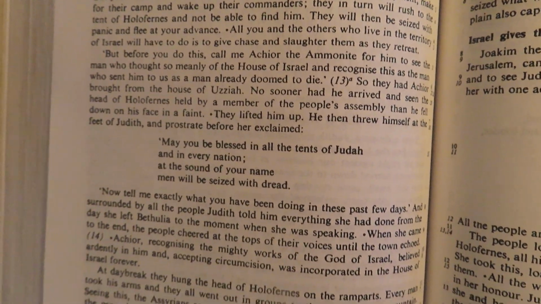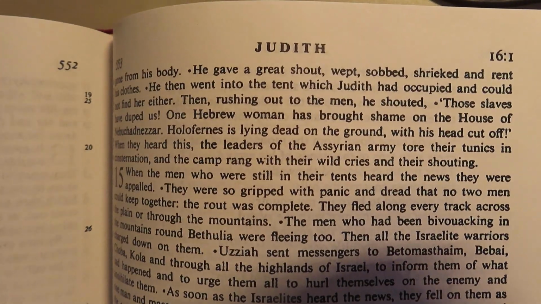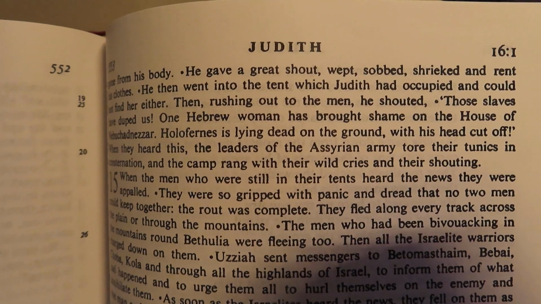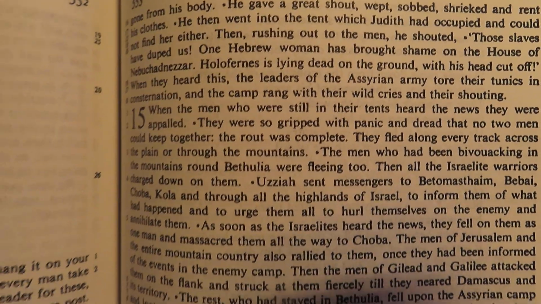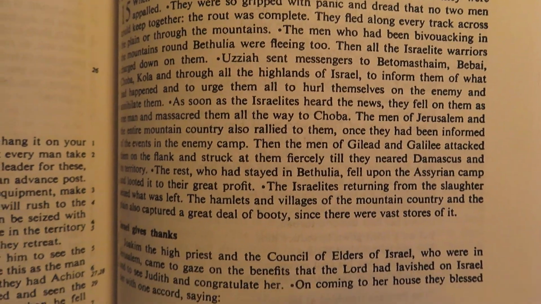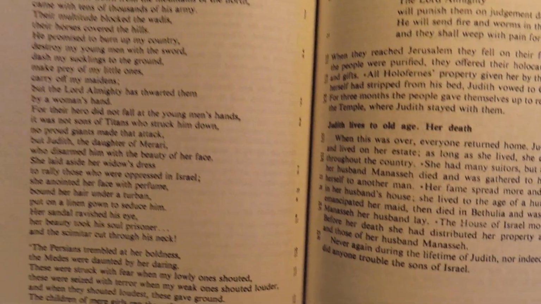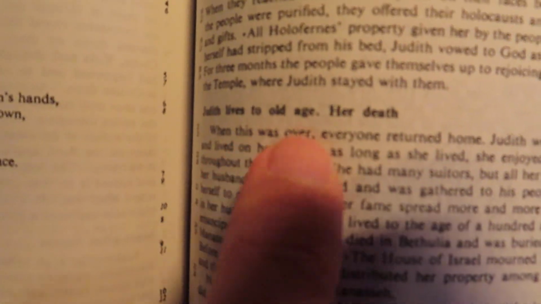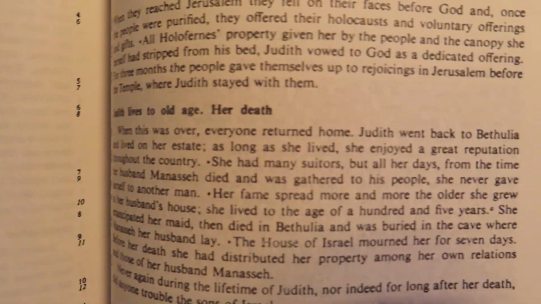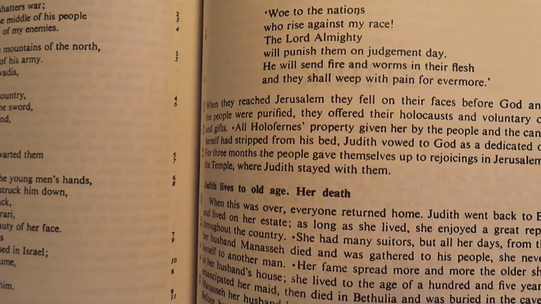The Assyrians go to get their leader out of bed and find that their leader now has no head and are leaderless and disorderly and panic and run. And then the Jews are able to massacre them as they make their chaotic retreat. And then it ends with Israel giving thanks to God and Judith living to an old age and dying. So, yeah.